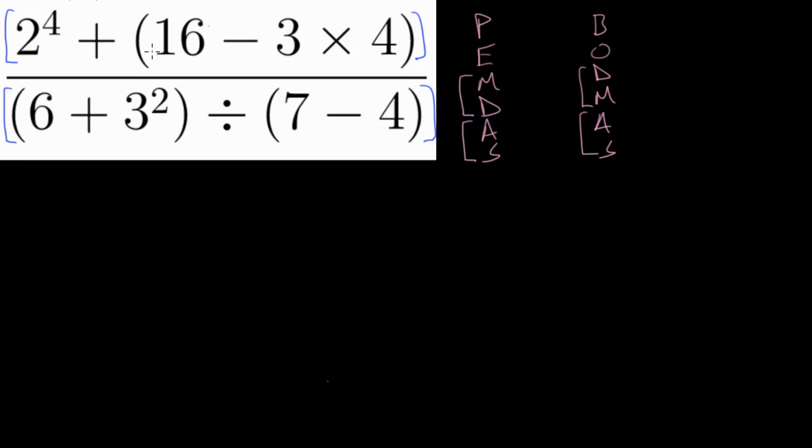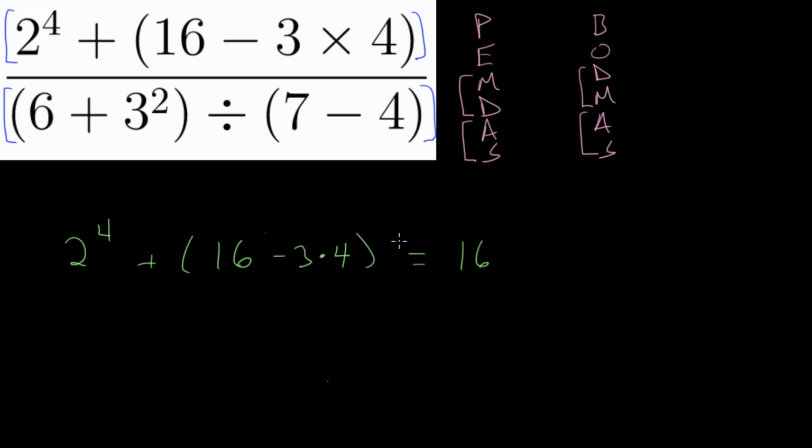If we focus on our numerator, let's write that out. We have 2 to the 4th plus parentheses 16 minus 3 times 4. I'll use a dot for multiplication, and we'll close parentheses. So we do parentheses first, though because this is a separate term, we can also do exponents at the same time. Though if you want, you can do the parentheses first and at the end simplify the exponents. It's up to you. So we can do 2 to the 4th power, which is 16.